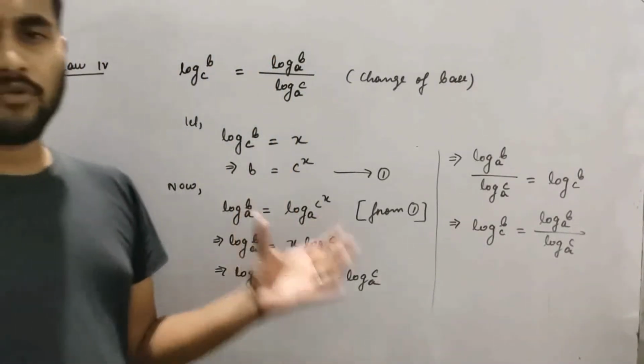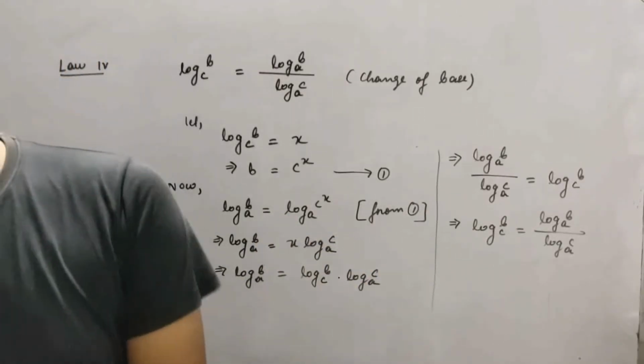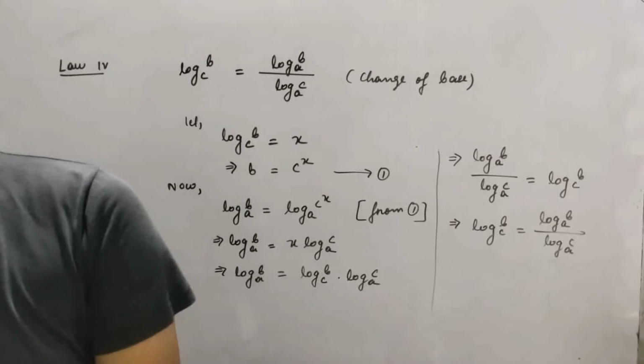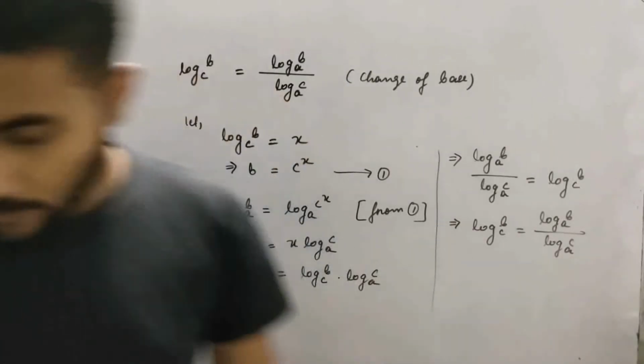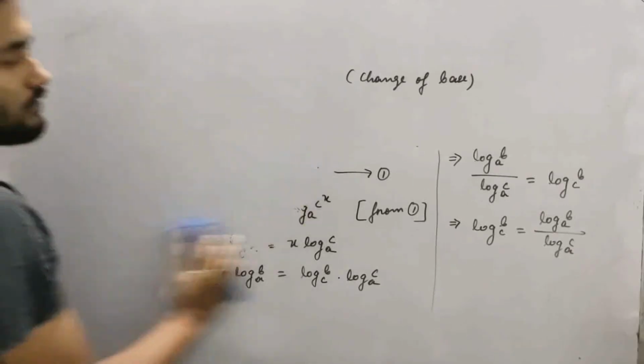Okay. So any one proof may come in your exam. You practice these 4 laws. So let us move back to the exercise. We were in 3.1, I think. Till question number 3 we have discussed in our last video. So let us start with question number 4.